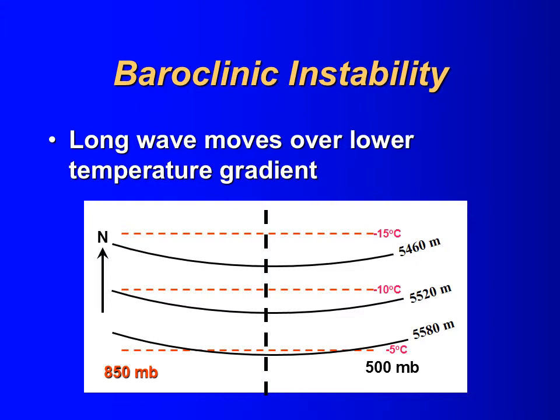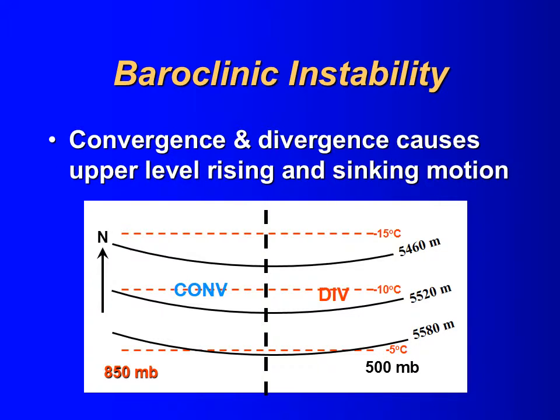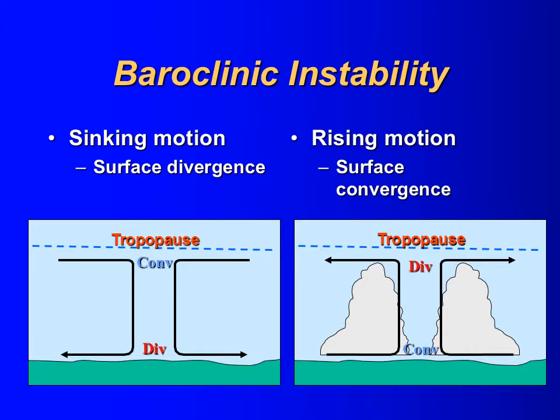And lo and behold, a long wave moves over this temperature gradient and disturbs it. You can see that there is a little bit of curvature, and with that curvature, that's going to imply some cross-contour flow and some rising and sinking motions as a result of the vorticity equation. So pretty soon you get convergence on one side and divergence on the other. Convergence causes sinking motion because this is convergence aloft. Divergence is going to cause rising motions. So you start to see rising and sinking motions in the atmosphere.